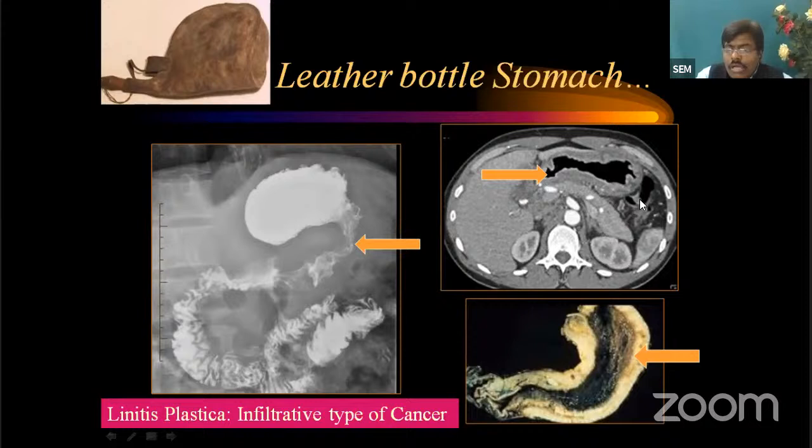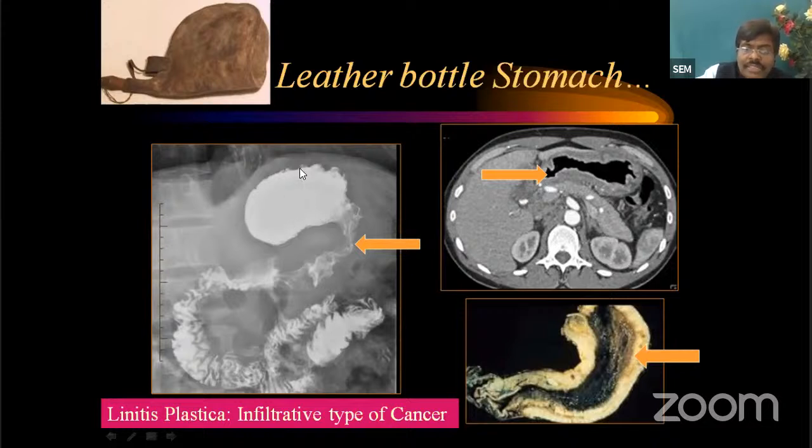Small bowel wall, large bowel wall, as if drawn by a pencil. Whereas here, stomach air, stomach wall. The stomach wall is so thick in comparison, as if it is 1 centimeter thickness. That amount of thickness will give you this classical barium picture also.